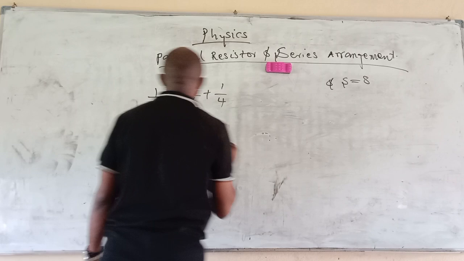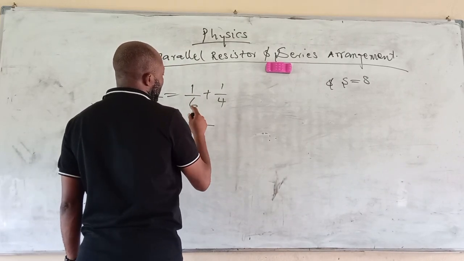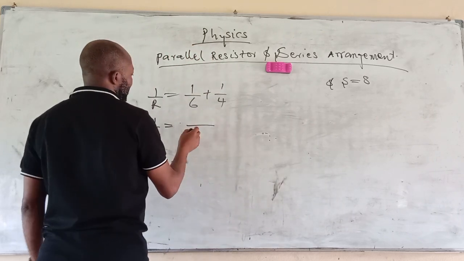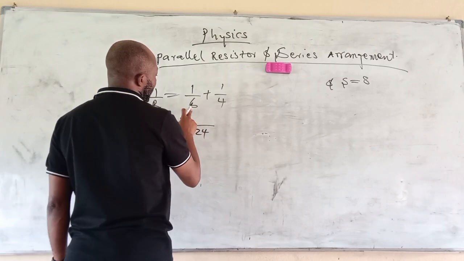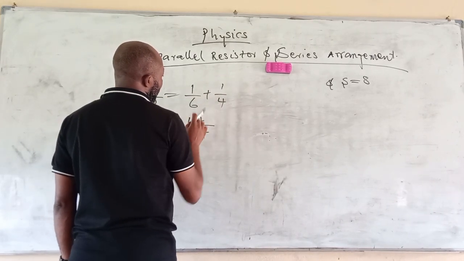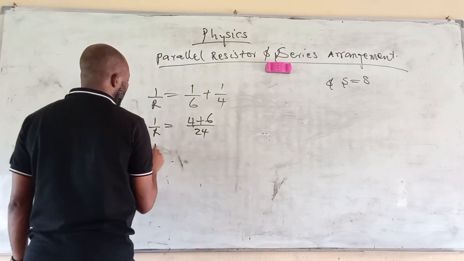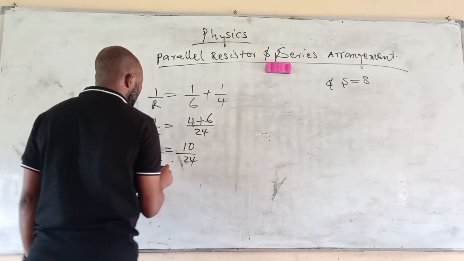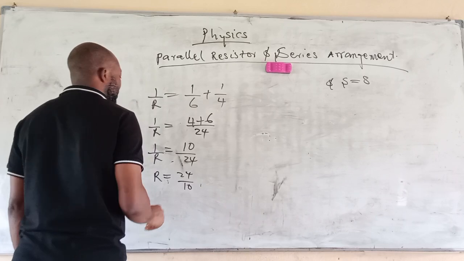So 1 over R is equal to 1 over 6 plus 1 over 4. Our LCM is 24. Now 24 divided by 6 is 4, 4 times 1 is 4. 24 divided by 4 is 6, 6 times 1 is 6. So 1 over R is equal to 10 over 24. R total will be 24 over 10.